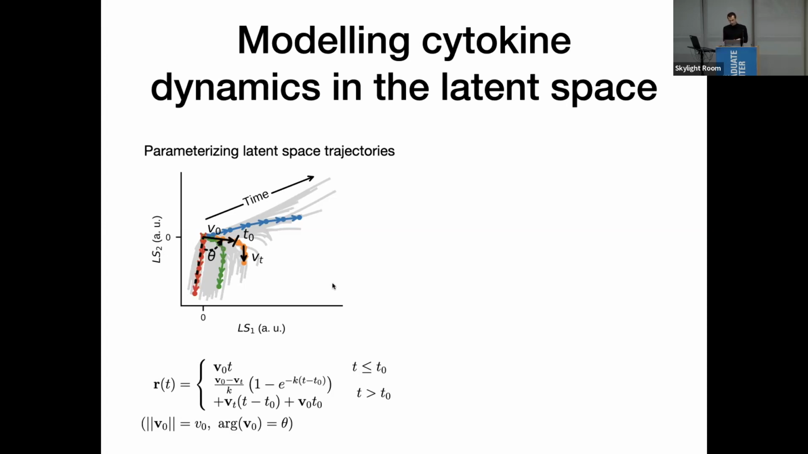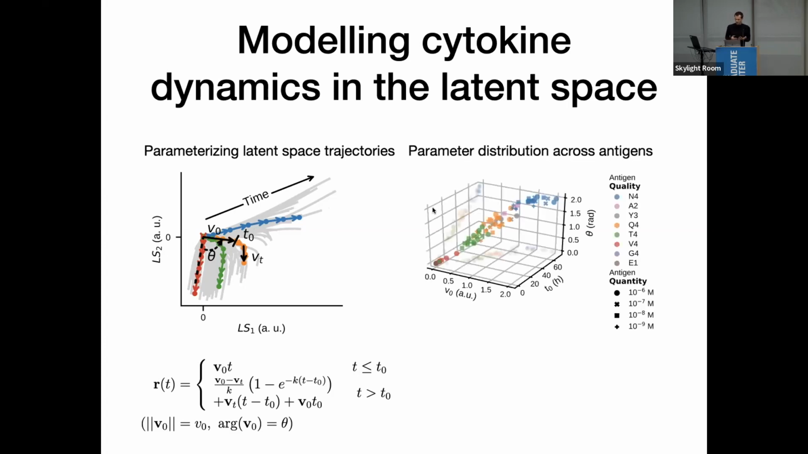What we did is we fitted those mathematical equations to each trajectory for the different peptides, different concentrations, to see how these parameters, V0, T0, theta, depend on the quality and the quantity of the antigens. And again, we saw a striking structure where first, the various parameters, here I'm showing 3 of them, V0, T0, theta, are organized according to the quality of the antigen that caused the time series. And there's only a minor effect of the quantity of antigens.